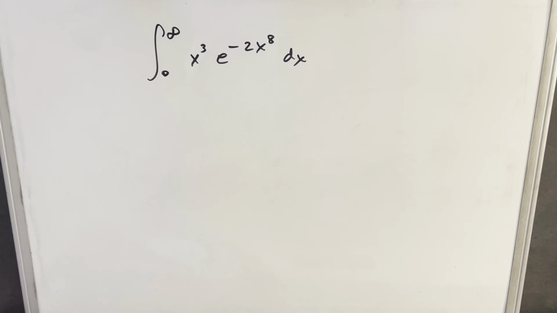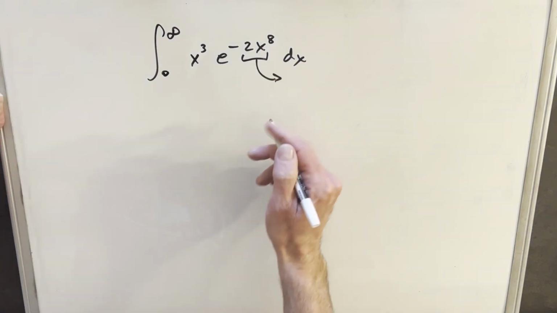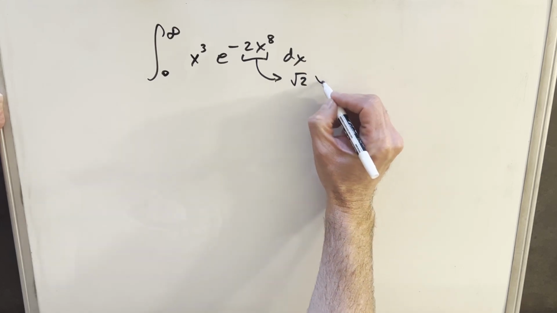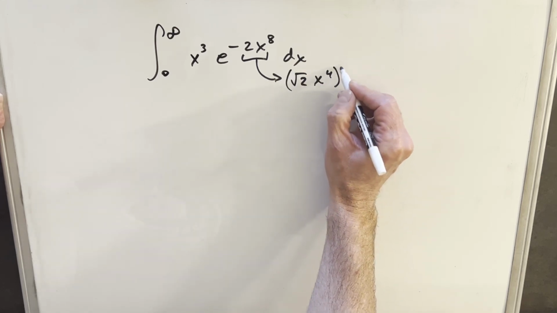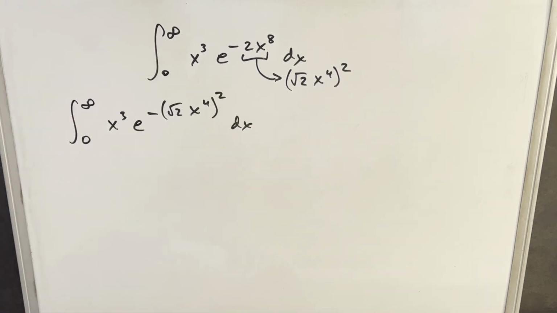I think what I want to do first is just focus on my exponent. What I want to do is deal with this as a square. So let's rewrite this as square root of 2 x to the 4th, all squared. And I'll rewrite the whole thing. And then I think at this point what I want to do is notice the similarity we have to the Gaussian integral.